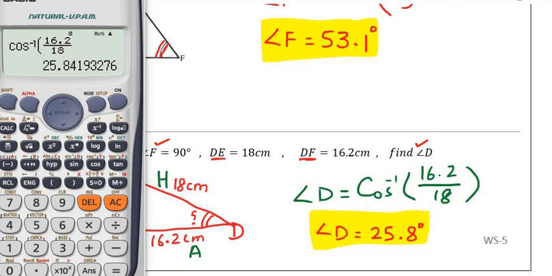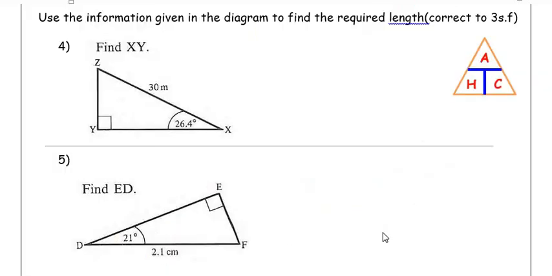Let's solve some more questions. Now next question, question number 4 and question number 5. I will explain one of them, and then I want you to do the next one on your own. Okay, let me explain you number 5, because 5 is a little bit, maybe you can say the triangle looks different. But look at this. It says find ED. Where is ED?